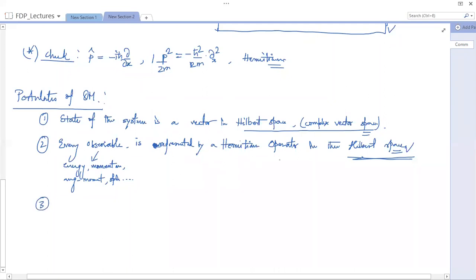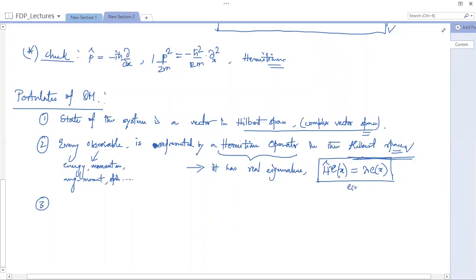Now there are some properties of the Hermitian operator. The first property of the Hermitian operator is it has real eigenvalues. Now what is an eigenvalue? An operator acting on the function e of x gives some number lambda times the function itself. If there exists a function e of x such that this holds, then e of x is called an eigenfunction, and lambda is called an eigenvalue.